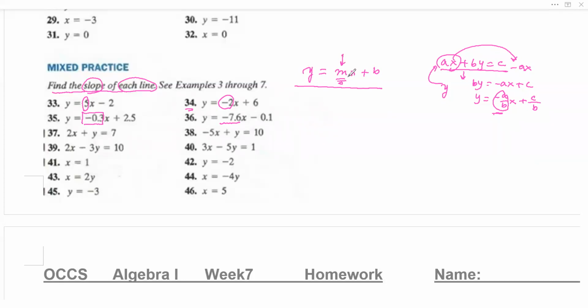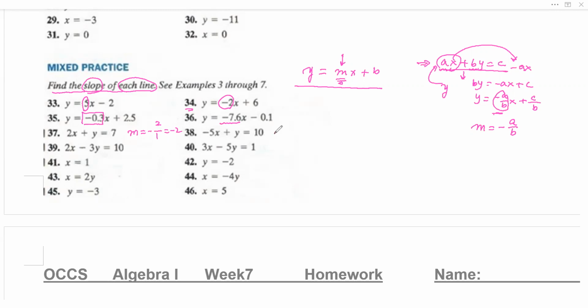All right, so let's see 37, 37 to the 40. This is different. This is group like this part, right? So the slope equals negative A over B. You can see the slope for this one is negative. A is 2, B is 1, so it's negative 2.